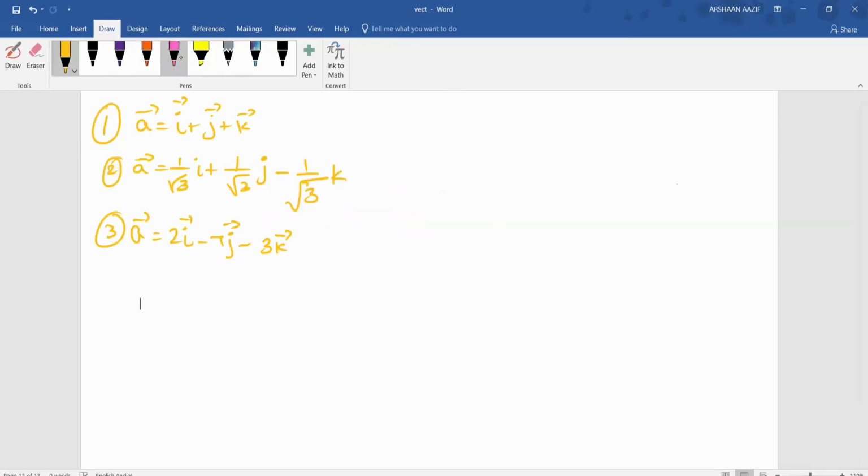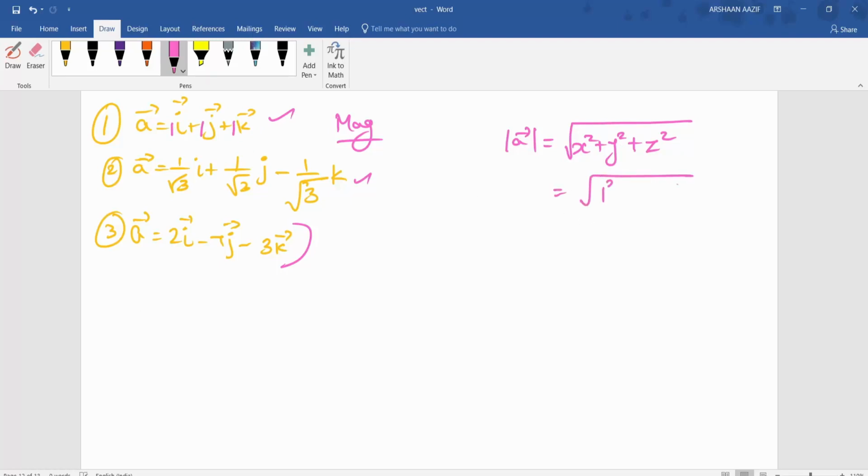So we'll try to do this sum where we have been asked to find the magnitude of the given vectors. So let us do these two and you can try this. So magnitude of a vector for case 1, we know the formula, it is root of x square plus y square plus z square. My x component here is 1, y component is 1 and z component is 1. So it is root of 1 square plus 1 square plus 1 square. That will eventually be 1 plus 1 plus 1, which is root 3.